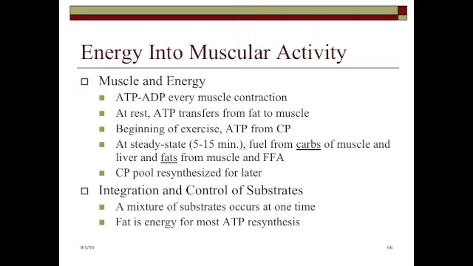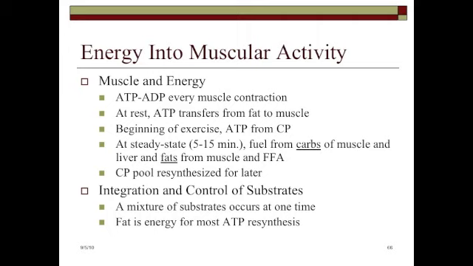At steady state exercise, comfortable but steady aerobic starting at about 5 to 15 minutes into the activity, the cell's fuel comes from carbs from the muscle and liver and fats from the muscle and free fatty acids. This is in the blood, the free fatty acids. The CP pool is resynthesized for later.